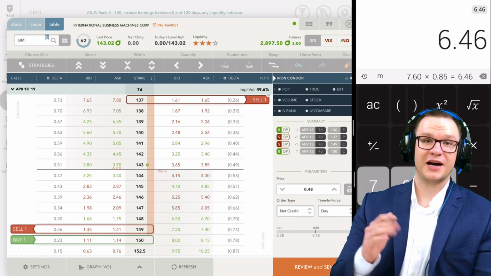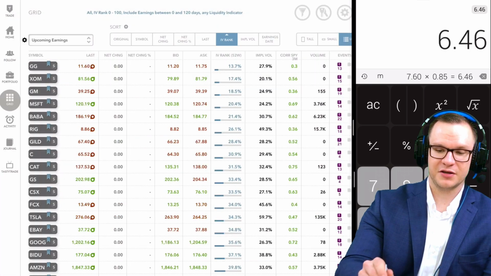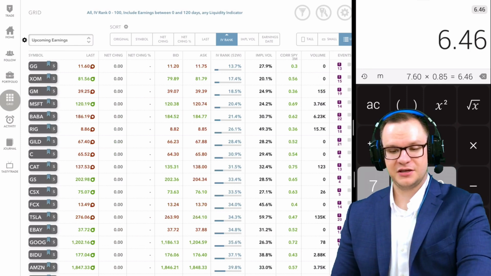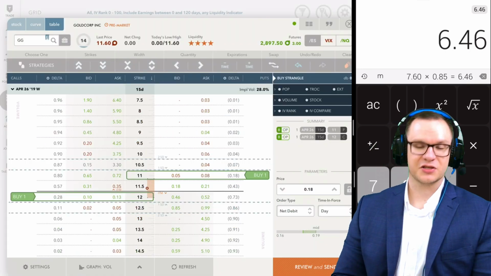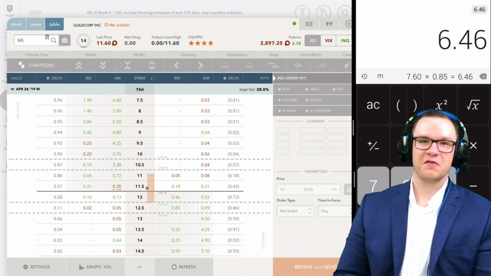Now, let's say you want to buy options for earnings, okay? I was checking this out a few minutes ago. I'm kind of excited to show you this. GG. It has earnings in 13 days. So we're going to click on GG and go into that. GG is Gold Corp Inc. Sounds pretty awesome, right? Who doesn't love gold?